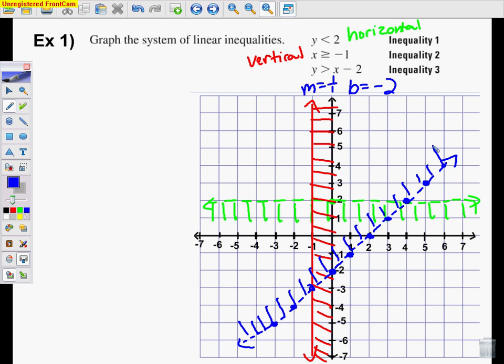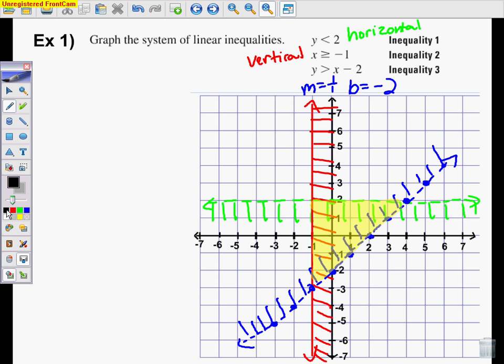And there that is. Now our answer is going to be where all of those shades intersect. And we see that all of those shades, the red, the green, and the blue, they all intersect in this triangle in here. So that's our solution region. So that will be your answer.